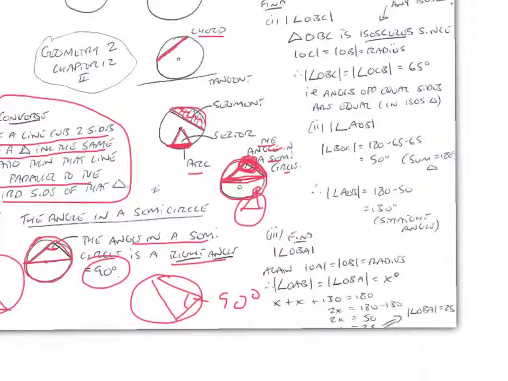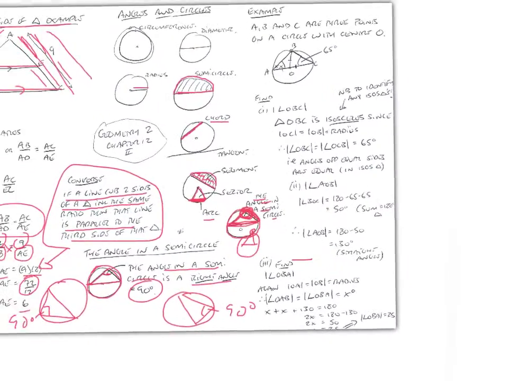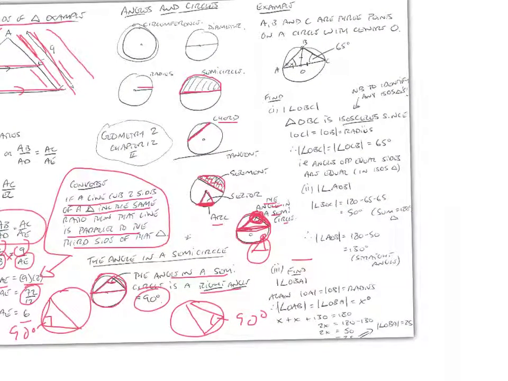Okay, and then finally we're asked to find the angle OBA, and so again in that smaller triangle, if I can just bring it down here so I can see it at least. Okay, we'll just go with it. Again, in the smaller triangle, OA is OB because they're both radius, and therefore the angles opposite those equal sides must be the same.